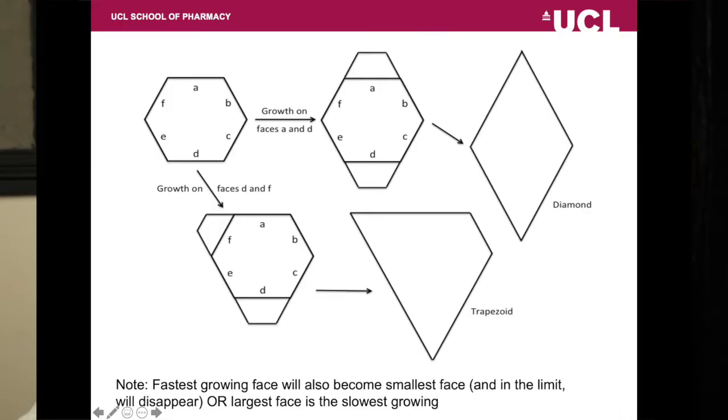And what will happen is, in the limit, faces D and F are going to disappear, and we end up with a trapezoid. And again, if you consider what are the faces that are left on that trapezoid, it's A, B, C and E. Faces D and F have disappeared again because they grow out of existence. It's a really tricky concept to get your head around, and I don't blame you if you don't understand it straight off. It's totally fine. Just take a moment to think about it.